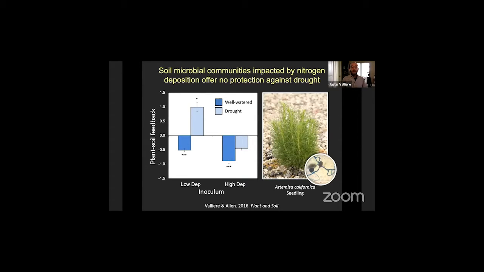So in one study, we found that soils from low deposition sites, so the low dep inoculum, offer more protection against drought than high deposition soils. So this is comparing these to sterile non-living soil. If the plant-soil feedback is above 0, that means there's a positive response. If it's below 0, it's a negative response. So these low deposition soils promote a positive feedback under drought, so they can help plants under drought. But nitrogen-impacted soil communities don't seem to be able to offer that same protection.